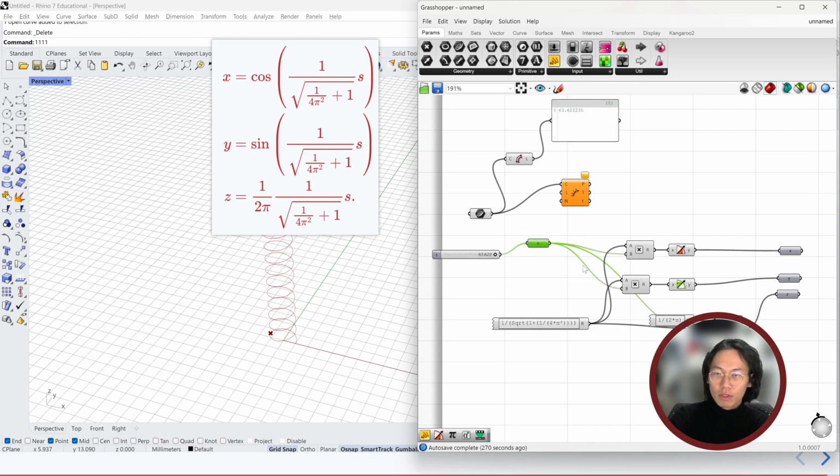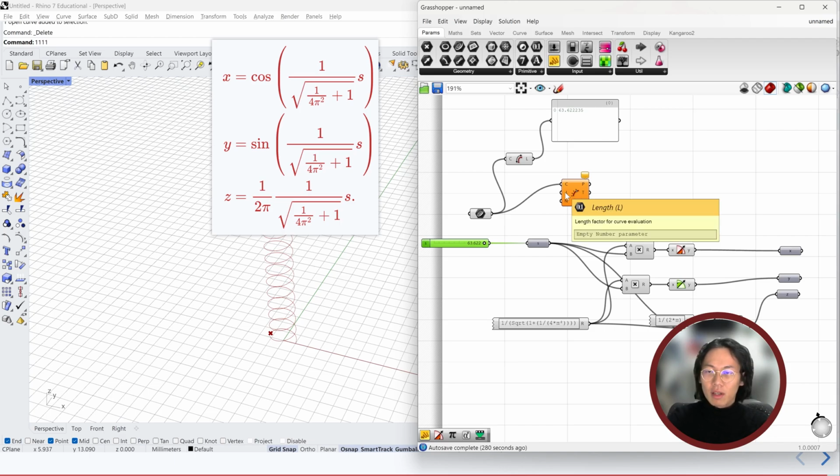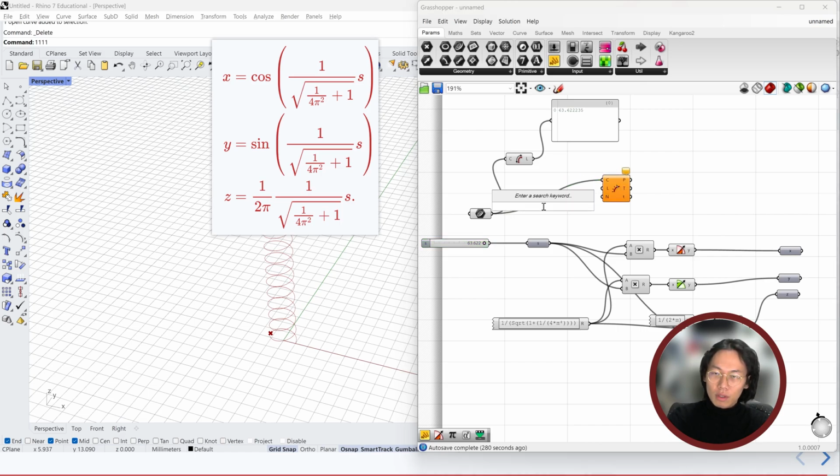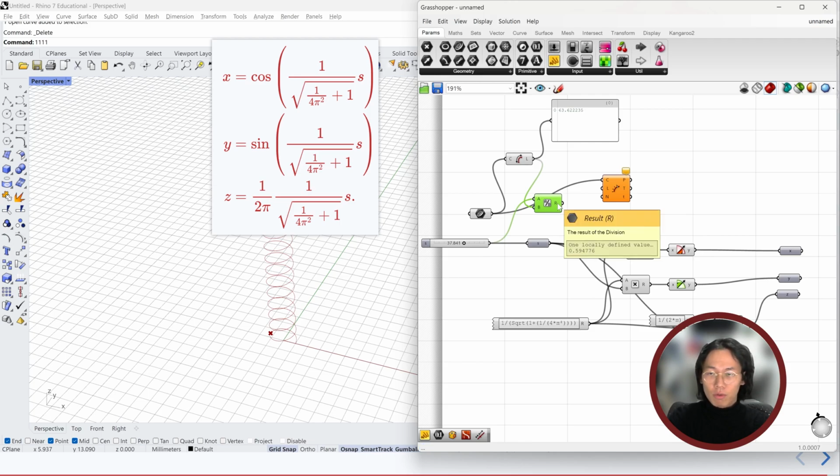This is the input. I can also plug in here, but notice that this is the length factor for curve evaluation, so I will need to divide it. So here's my input, and this is my arc length. So there will be some factor, maybe like 0.59, and plug it into here. So this is our point.